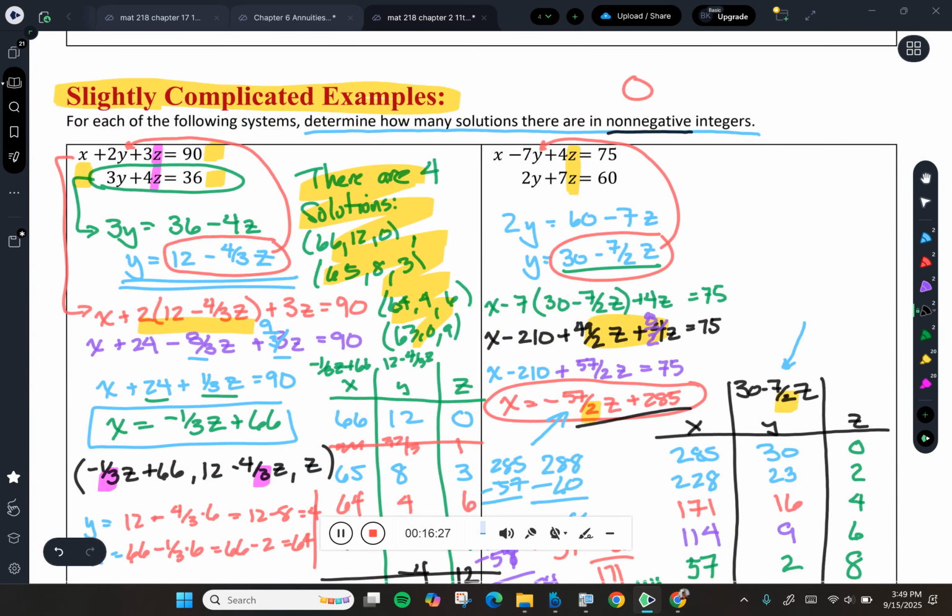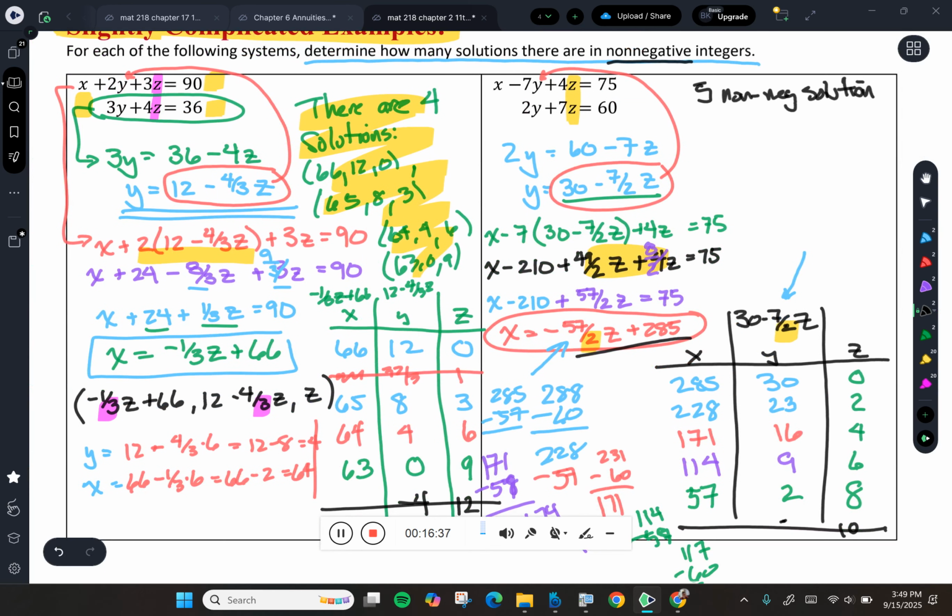So I'm counting 5 non-negative solutions. And if I needed to list them, they're all right there. I just write them as ordered triples. Okay? All right, well, I hope that worked. This is kind of a lot, but the math is pretty easy.